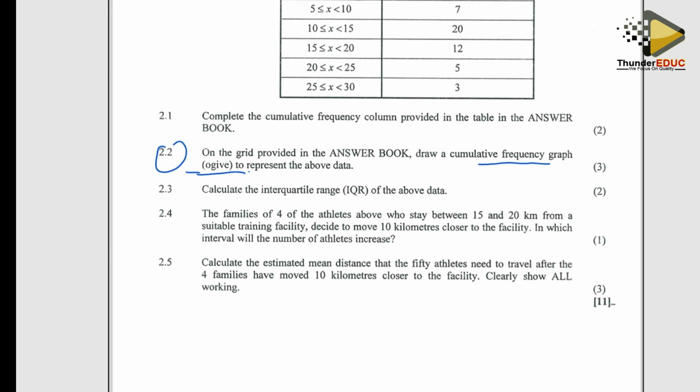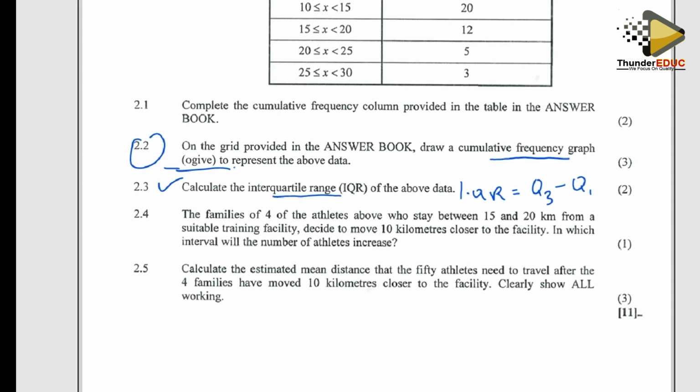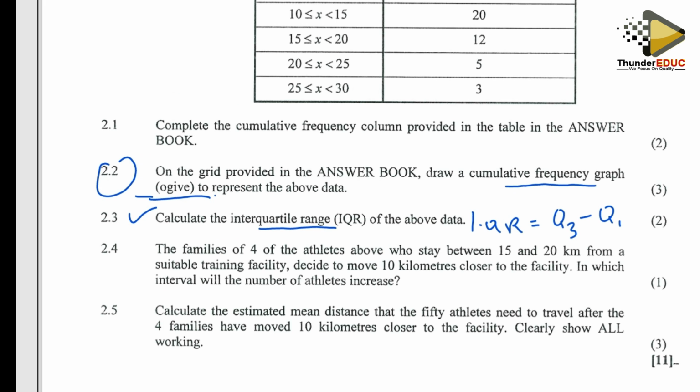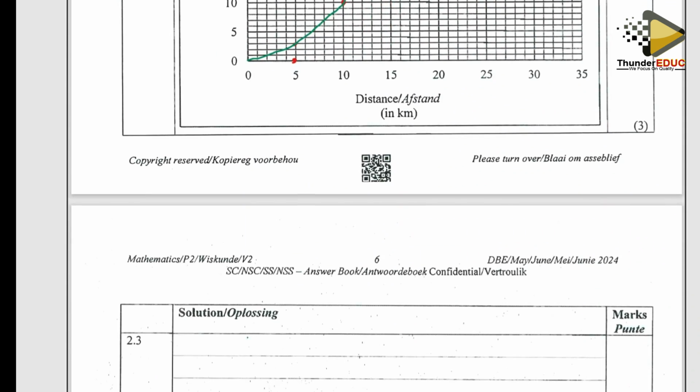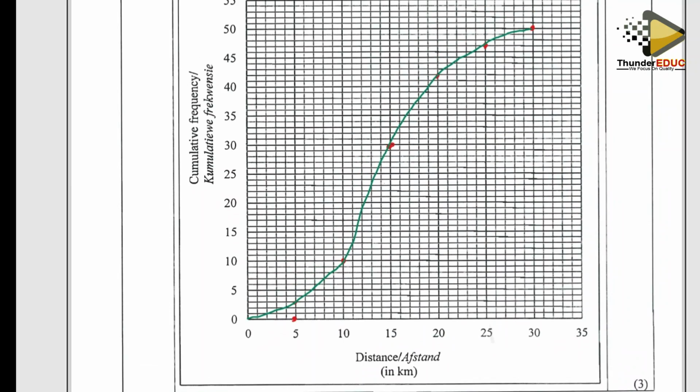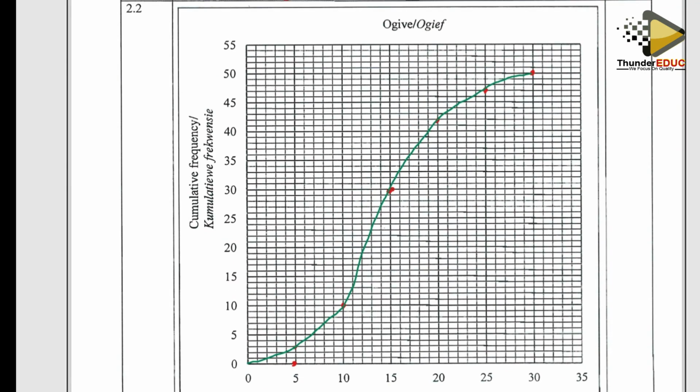Then we have the next question. They want us to determine the IQR, the interquartile range. Now we know that IQR is the same as Q3 minus Q1. So we need to determine these values from the ogive and then be able to do the calculations as requested. So below that, I'll say that my IQR is Q3 minus Q1. But how do I get Q3 and Q1?